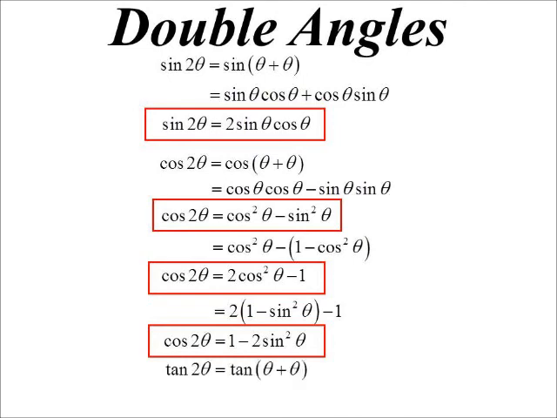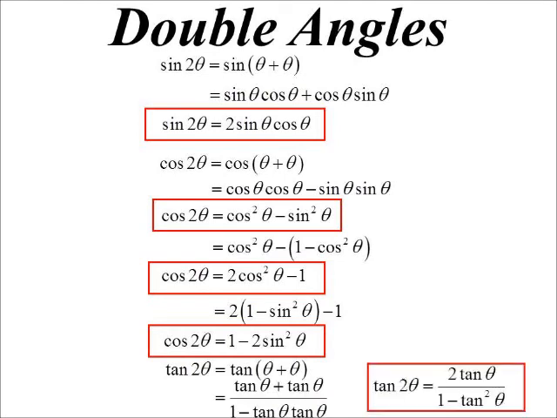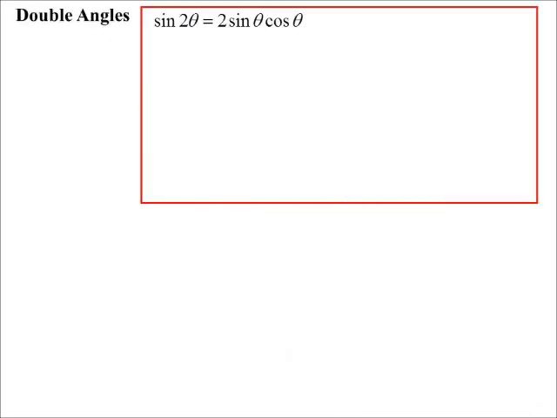Tan 2 theta, let's create our tan 2 theta one. So tan plus tan on 1 minus tan tan. And so we get 2 tan theta on 1 minus tan squared theta. So to summarise, our double angles: sine 2 theta is 2 sine theta cos theta. Cos 2 theta can be cos squared minus sine squared. It can be 2 cos squared minus 1.